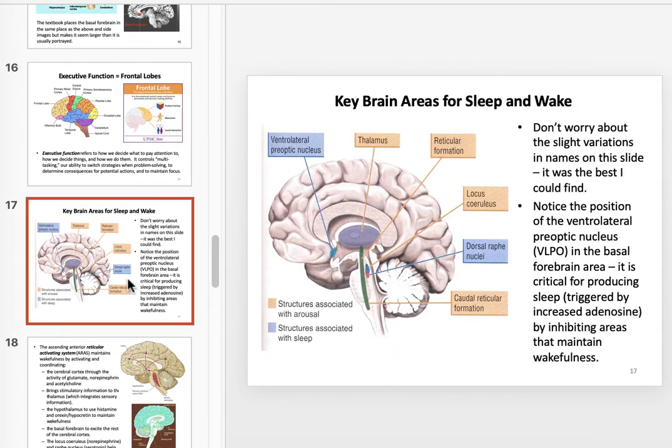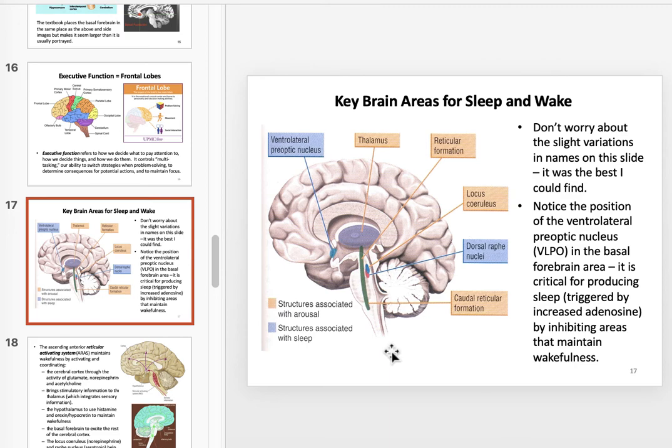Okay, so we've covered a lot of brain areas, and what we really want to know is, what are the important ones for sleep and wake, and what do they do? Once again, a mid-sagittal view. This is from another textbook that I pulled out because I happen to like the color images more than what we have in our textbook. And what we've got is that ventrolateral preoptic nucleus, VLPO, in the basal forebrain area. Look at that. And that basal forebrain area is going to be really important for triggering sleep. And that sleep is going to be triggered by levels of adenosine.